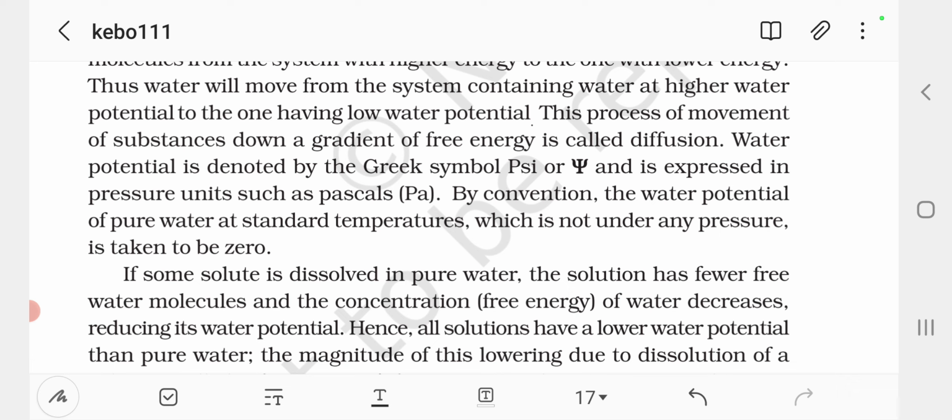Water potential is denoted by the Greek symbol psi and is expressed in pressure units such as pascals. By convention, the water potential of pure water at standard temperature, which is not under any pressure, is taken to be zero.